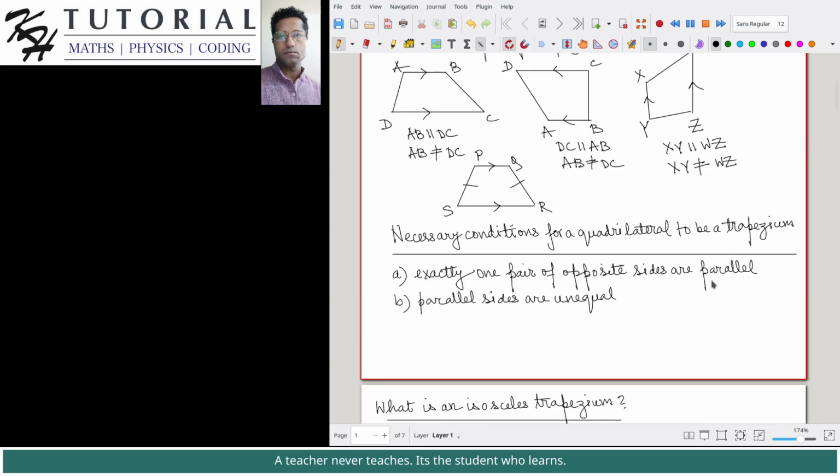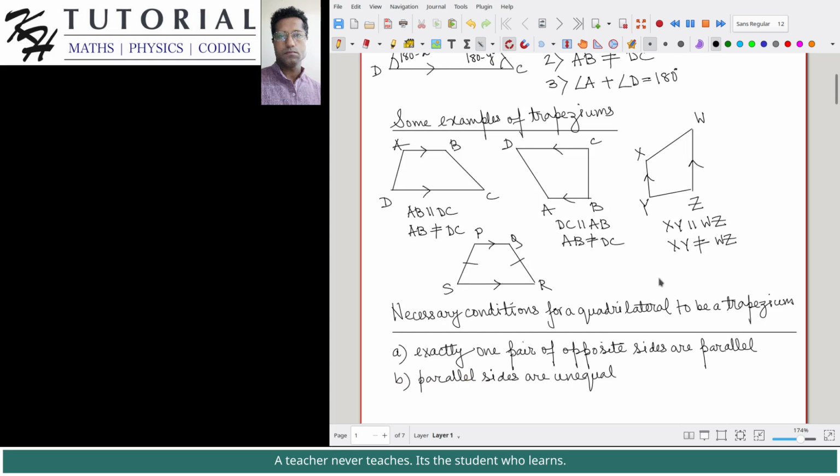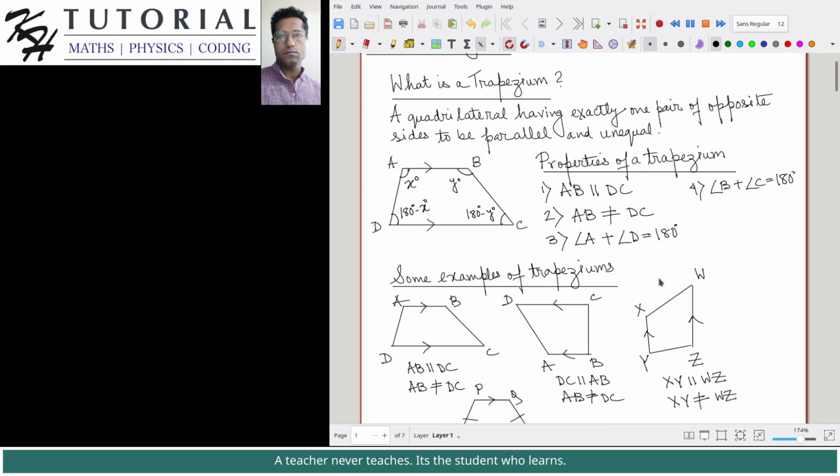It is directly related to its definition. So if in any quadrilateral we see exactly one pair of opposite sides are parallel and those parallel sides are unequal, we can say that the quadrilateral is a trapezium. So that was a trapezium.